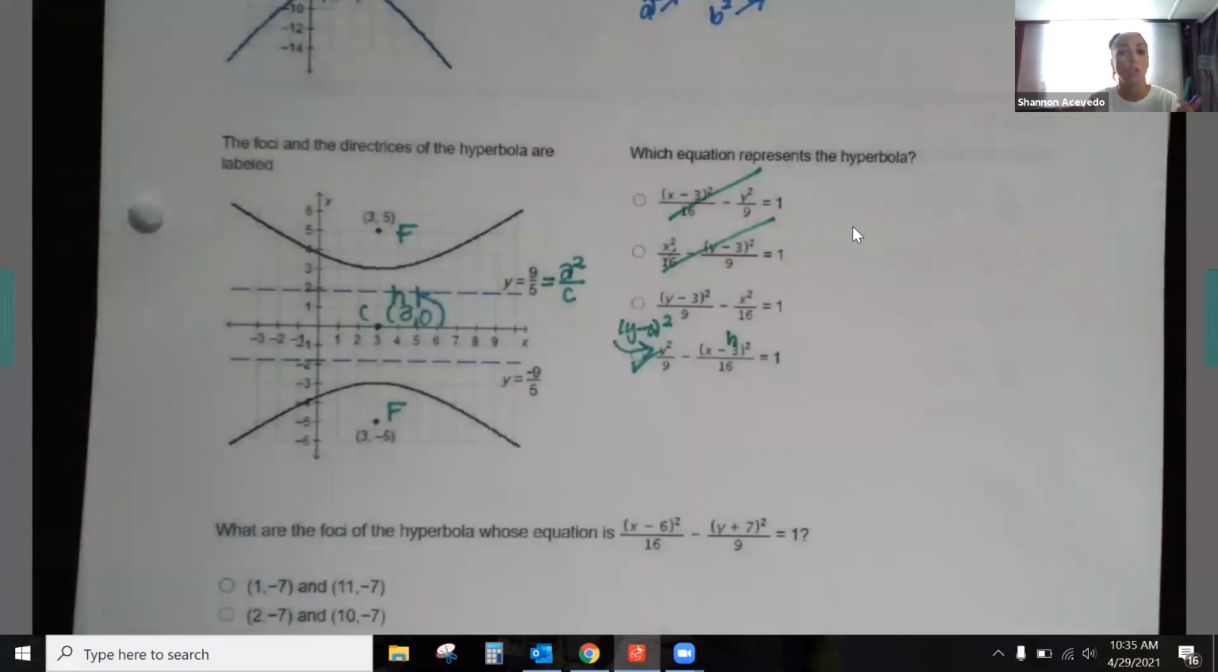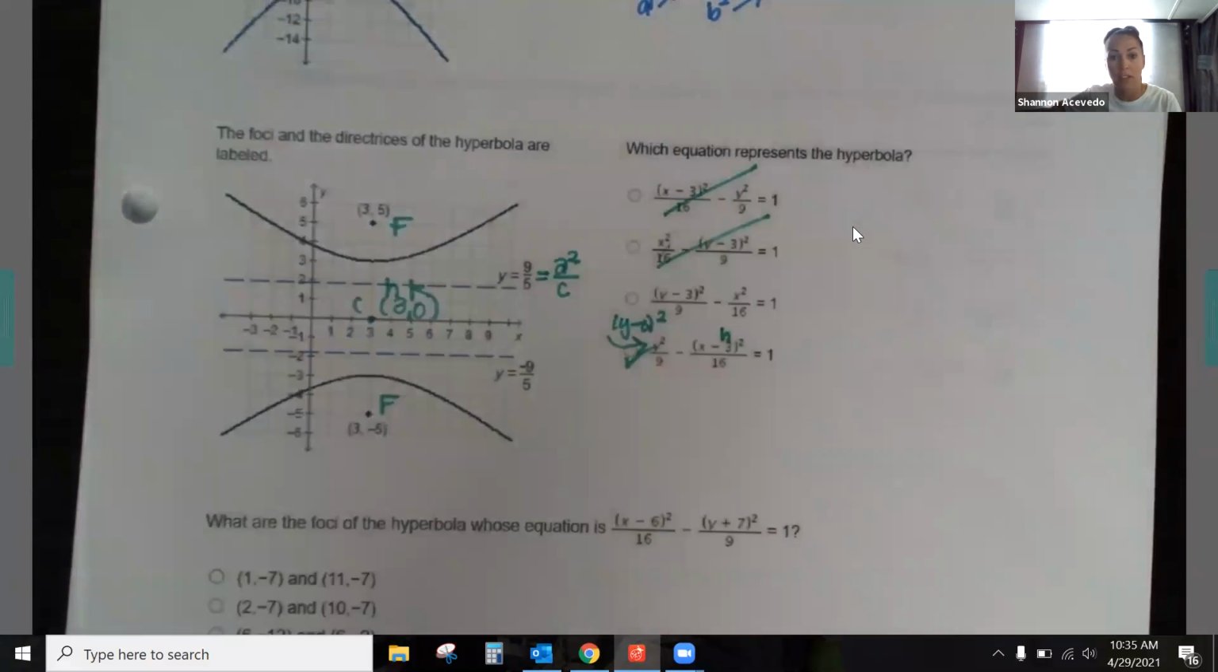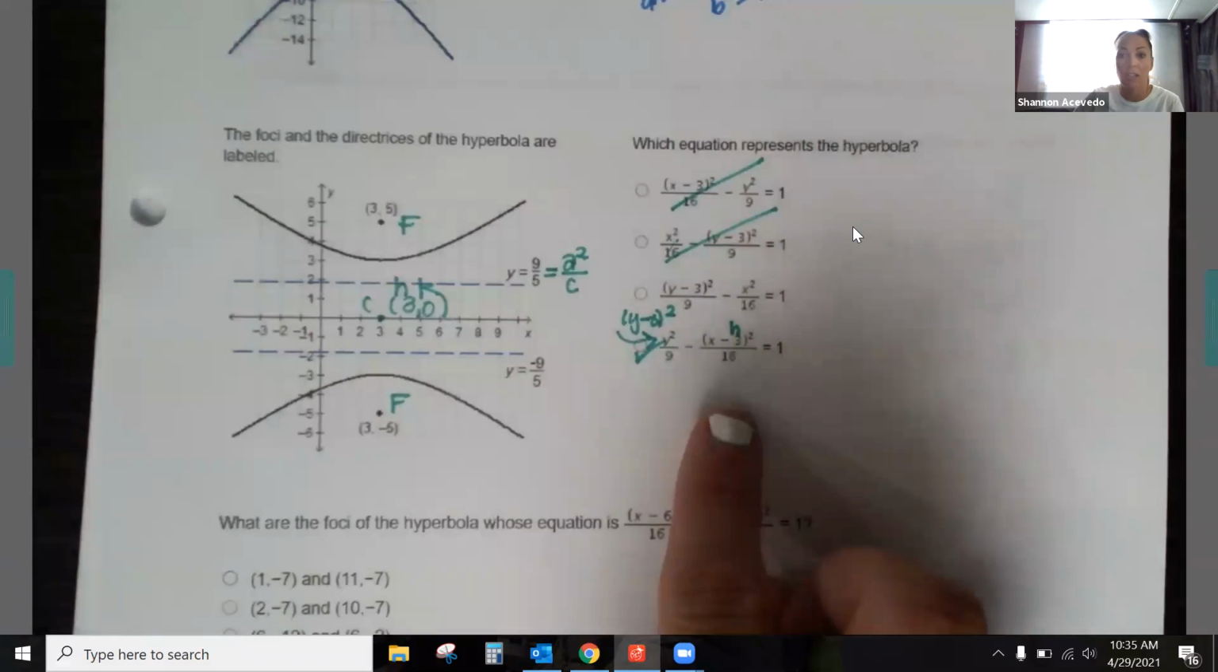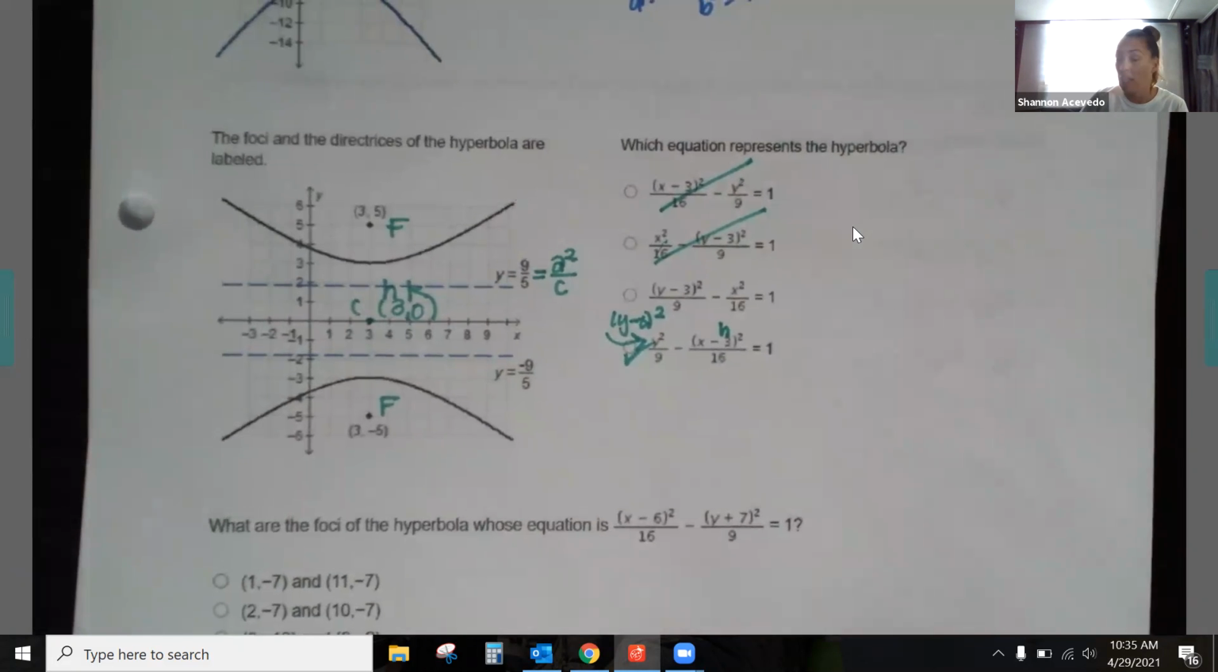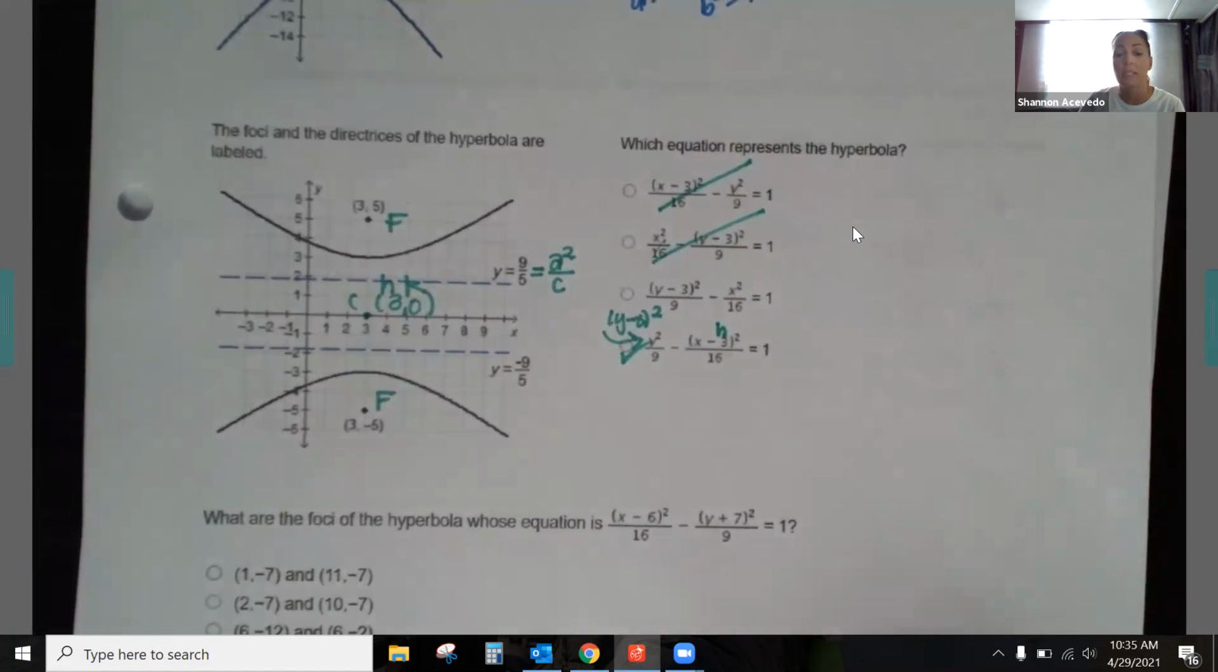So there's other pieces to it. You could solve for that B value and you would have found out that B is 4, B squared is 16. But you didn't even need that to solve the problem. Again, if I go too fast or you have questions, please let me know.